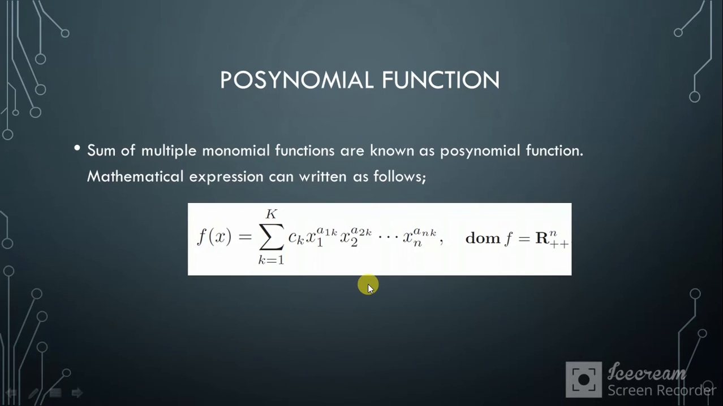Okay, the next one is the polynomial function. A polynomial function is a function which is the sum of multiple monomial functions. So for the sum of multiple functions, we use the summation symbol to generalize the form. So a polynomial function can be written like this.